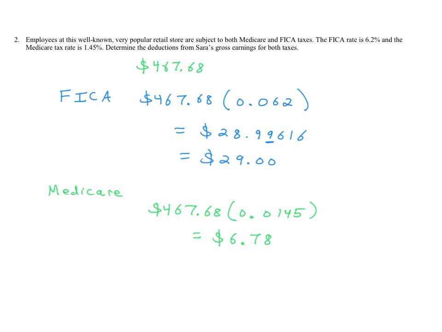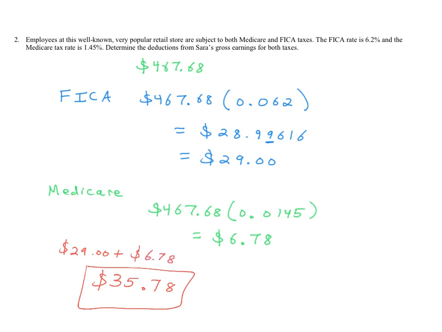If we add these two amounts together, those are going to be the total deductions from Sarah's gross earnings. We have $29 and $6.78. So the deductions from the gross earnings are, in this case, $35.78. That came from simply taking $29 and adding $6.78 to it.